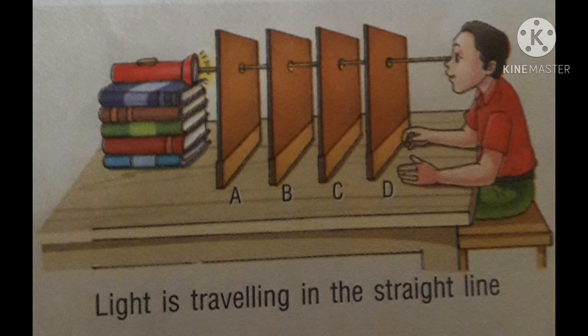Children, here you are seeing a diagram. Light is traveling in a straight line. If any cardboard B or C is disturbed from their position, then the boy is not able to see the torch light because the path of the light is straight.